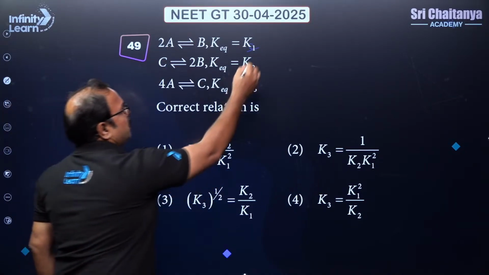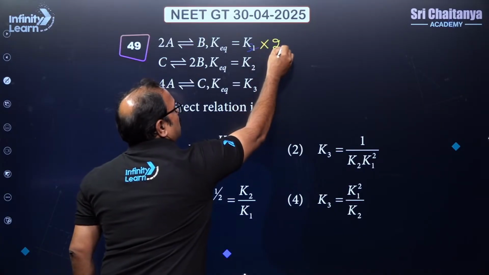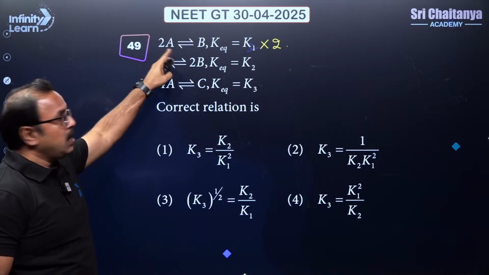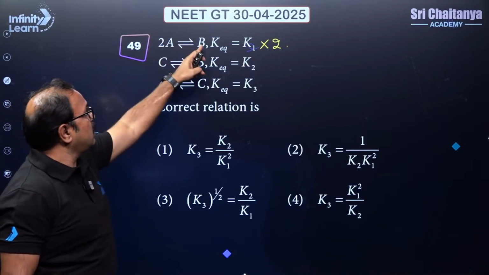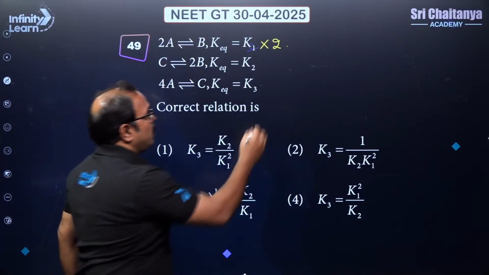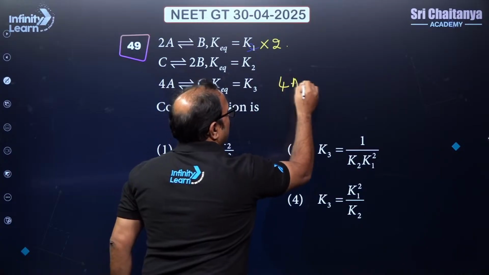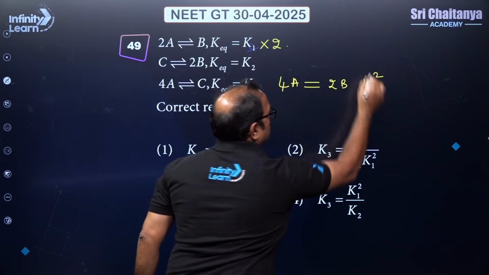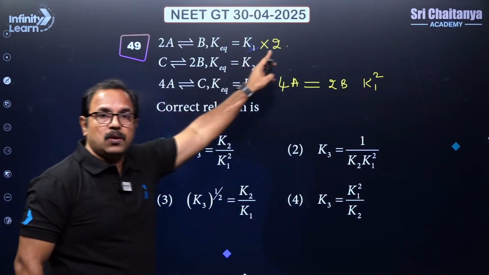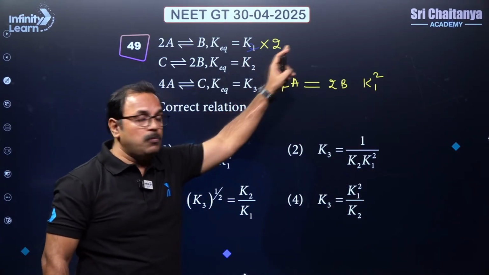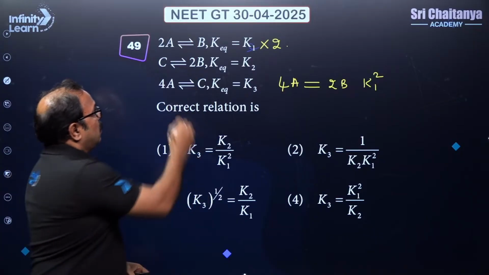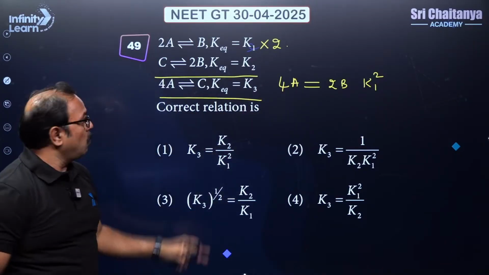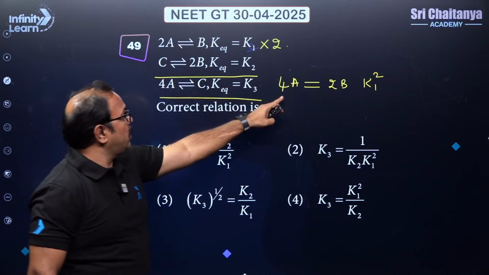So the best way is to multiply the first equation by 2, such that on the left hand side it becomes 4A and this becomes 2B. So we write 4A gives 2B, and this will be K1 square, as I have multiplied the equation by 2. How do I know I have to multiply? Because this is the desired equation, and for the desired equation K3 I have to account for it. So if I multiply, I will get the entity.